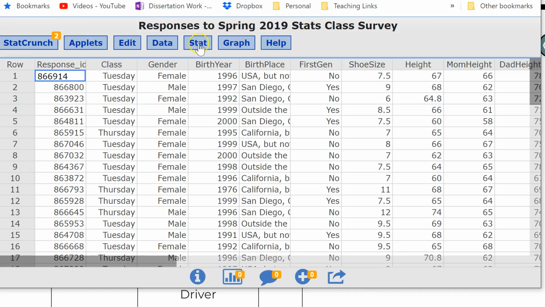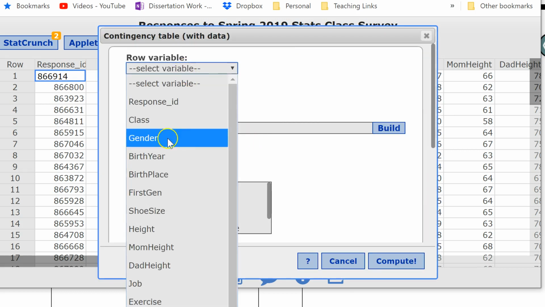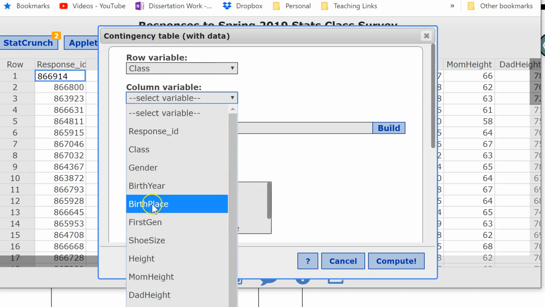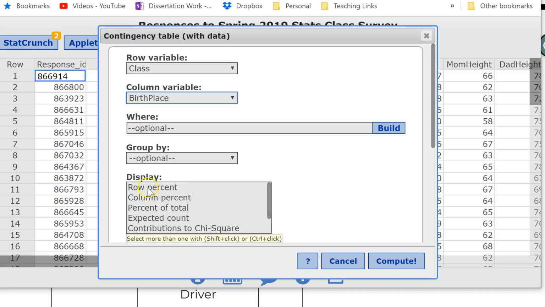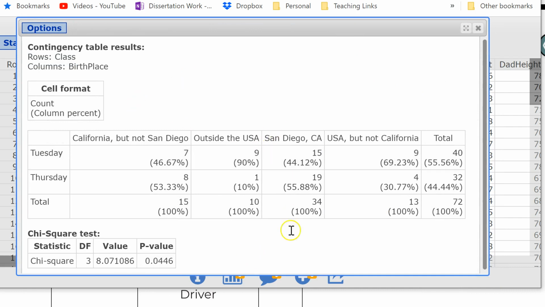And then the last piece I could show you is we could even do a contingency table here. And within the contingency table, you have the same options. So if I wanted to look at what class people are in by their birthplace, I could have it display row percents or column percents. If I wanted to look within the birthplaces, I'm doing column percents. And now it's not only giving me the number of people who fall into each category, but it's telling me the percent of everyone outside the US. 90% were in Tuesday. Everyone from San Diego, 56% were in Thursday. So lots of cool stuff you can do to look at and describe two variables at once.